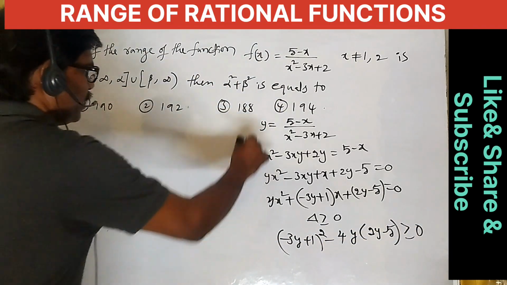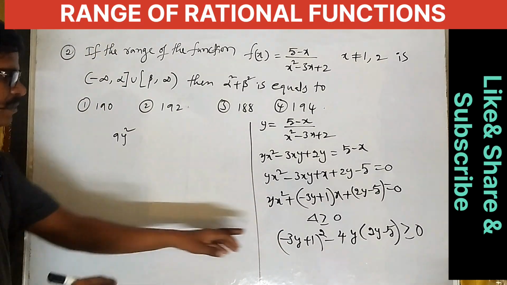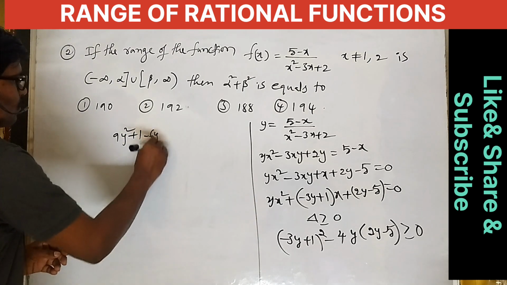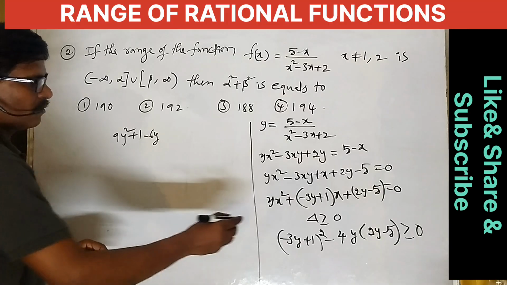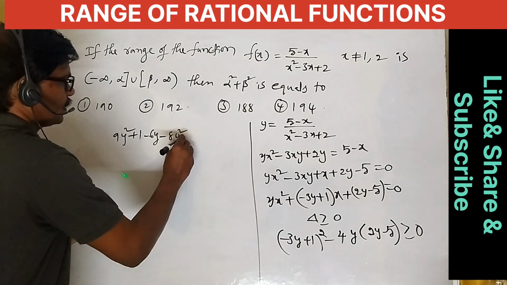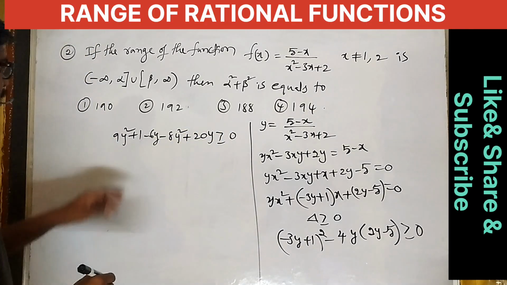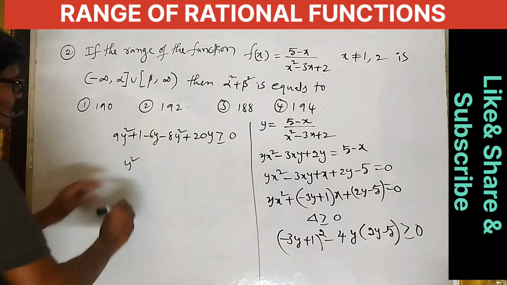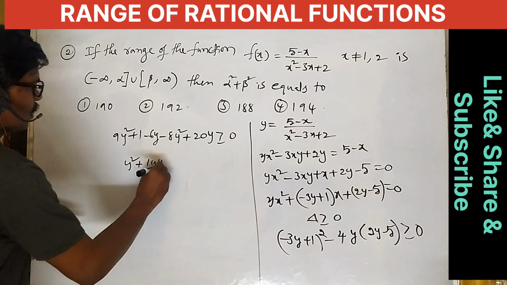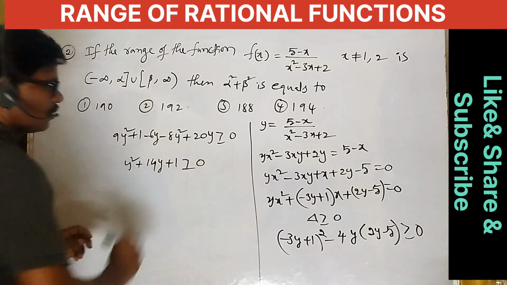Simplify this. (−3y + 1)² = 9y² − 6y + 1. Then −4 · y · (2y − 5) = −8y² + 20y. Combining, 9y² − 8y² = y², and −6y + 20y = 14y. So y² + 14y + 1 ≥ 0.